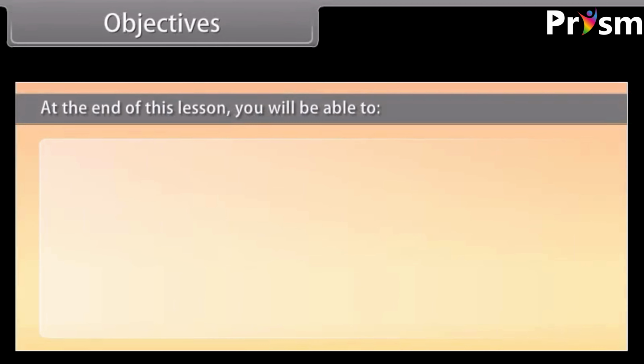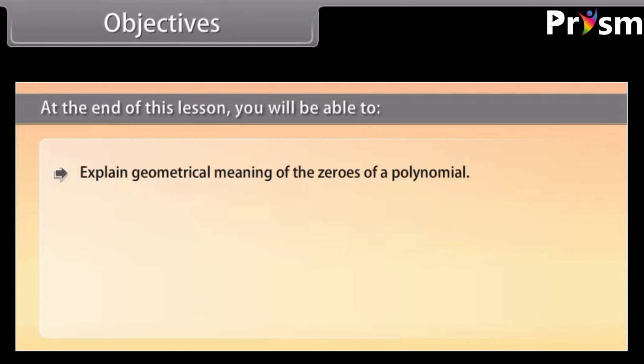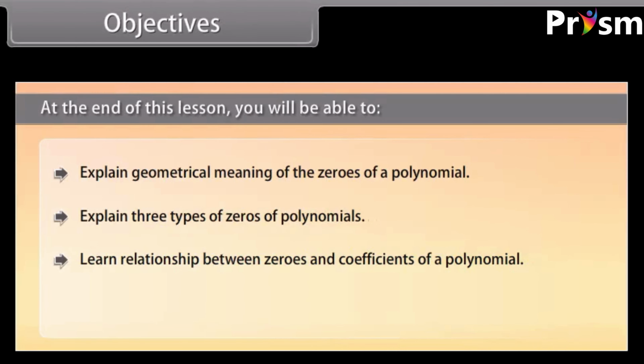Objectives. At the end of this lesson, you'll be able to explain geometrical meaning of the zeros of a polynomial, explain 3 types of zeros of polynomials, learn relationship between zeros and coefficients of a polynomial, explain division algorithm for polynomials.